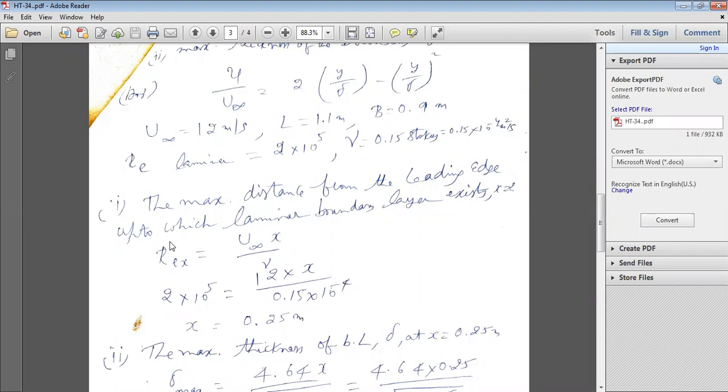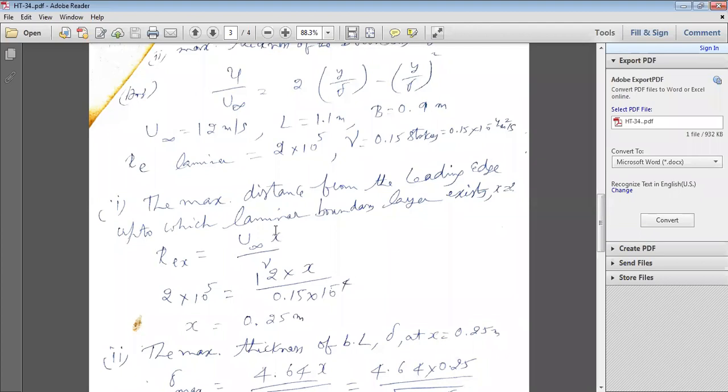But up to what point of x is the boundary layer laminar? At the Reynolds number 2 into 10 power 5. That's why the Rex value here, you have to take 2 into 10 power 5. That is equal to velocity of the air 12 into up to what distance? Up to what value of x from the leading edge? That x goes from 0 to x1, x2, like that, up to x is equal to L. Finally, x becomes L at the end of the plate.